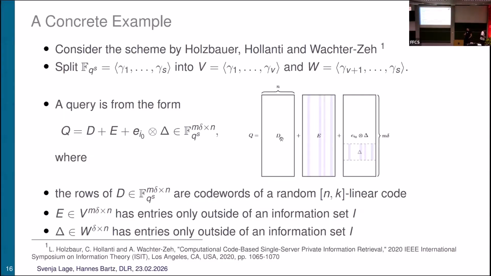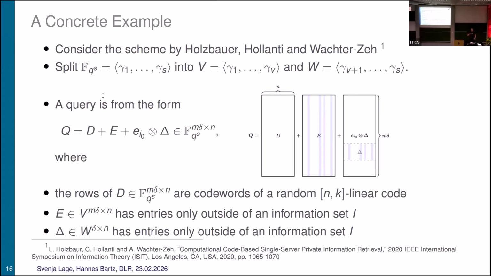So here we take an extension field of F_q of degree s, and I consider it with a basis gamma_1 to gamma_s. So it's a basis of F_{q^s} over F_q. And I divide this basis into two subspaces. The first one is V, which is gamma_1 up to gamma_v. And W, which is gamma_{v+1} up to gamma_s. And then I form a query of this form, which I discuss in a second.